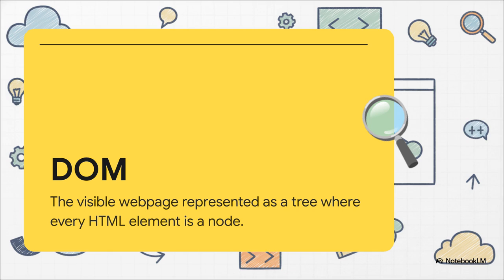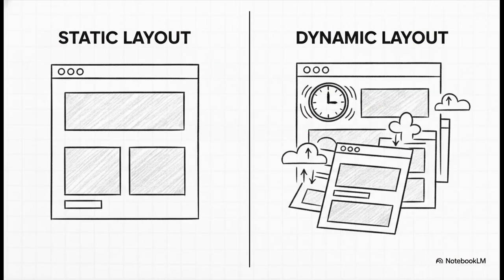Fun fact here, a complex modern web page like YouTube or Twitter can easily have thousands of these individual nodes loaded all at once. Crazy, right? So, what actually is DOM manipulation? Basically, it's the act of changing that visible page dynamically, right on the fly, without the user ever having to hit the refresh button.